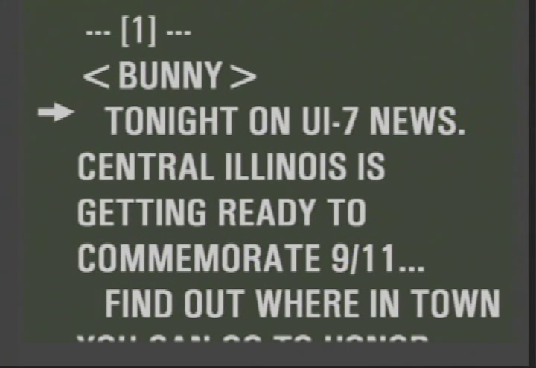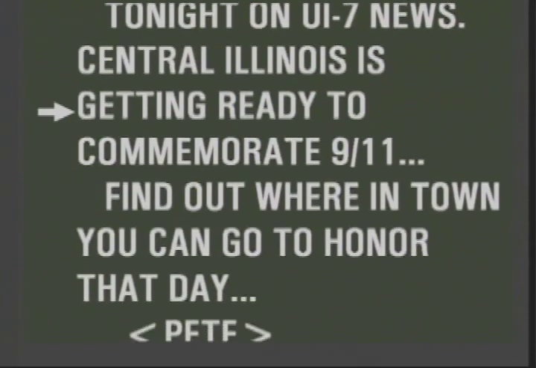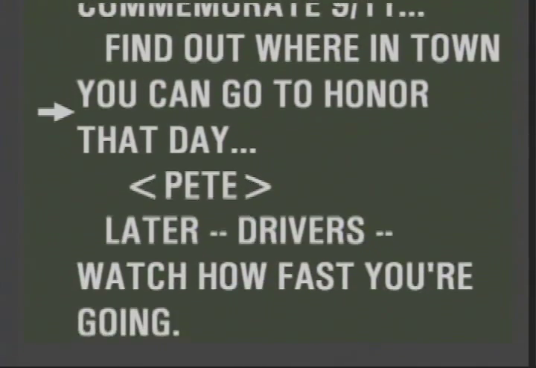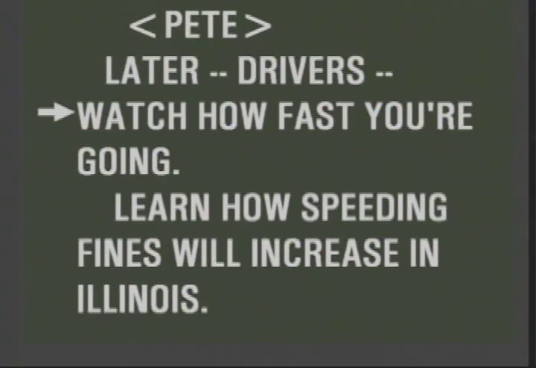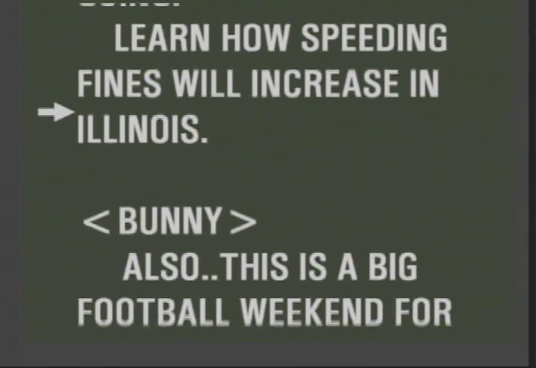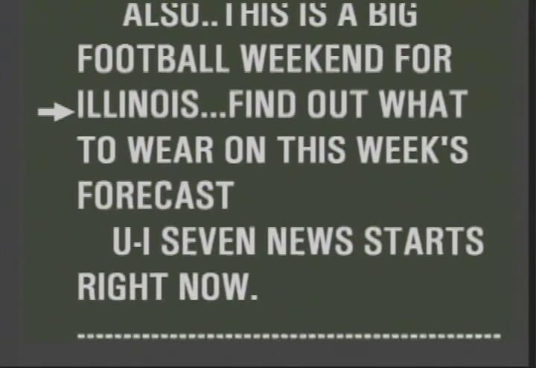This is an example of good prompting. Tonight on UI7 News, Central Illinois is getting ready to commemorate 9/11. Find out where in town you can go to honor that day. Later, drivers. The prompter is keeping up with a little white arrow, and the anchor is reading at a pace that they find comfortable. Remember, the anchor should lead the prompter, not the other way around.